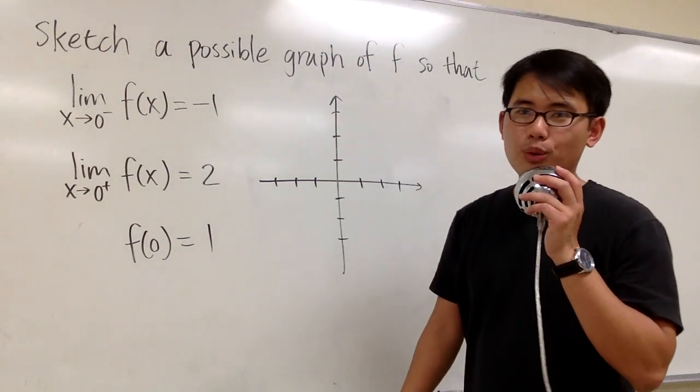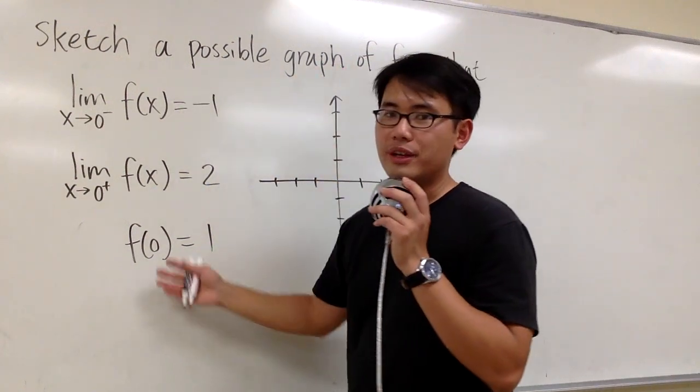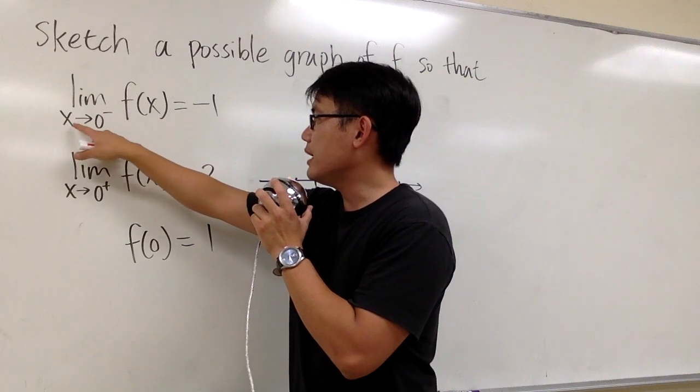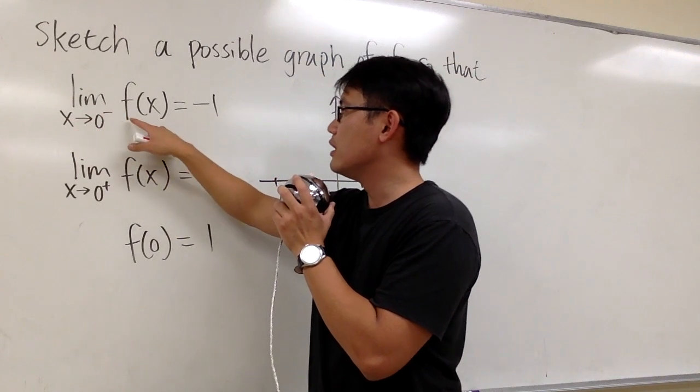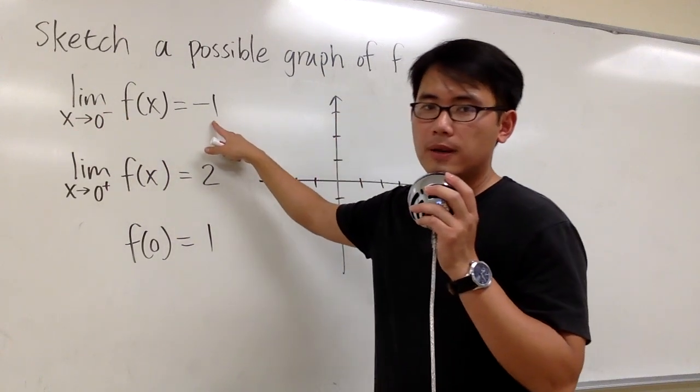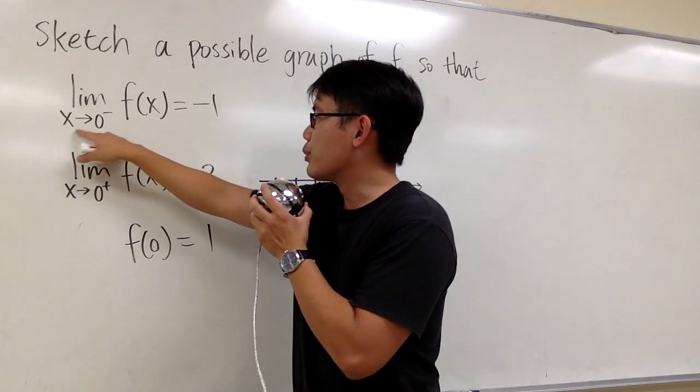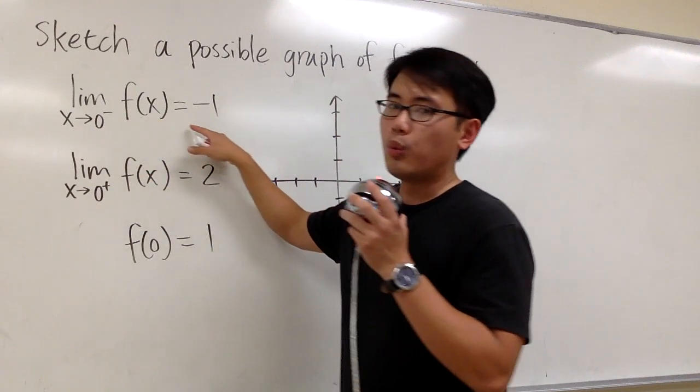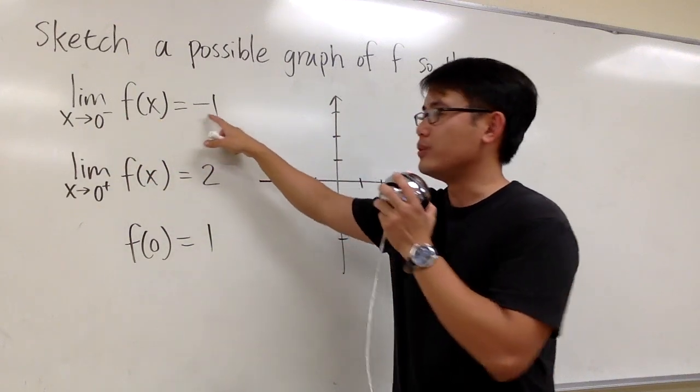We are going to sketch a possible graph for the function f so that it satisfies these three conditions. The first one says the limit as x approaches 0 from the negative side of f of x is equal to -1. What this means is that when x is approaching 0 from the left-hand side, the y value of the graph is approaching -1.